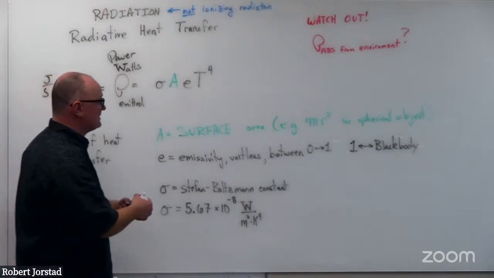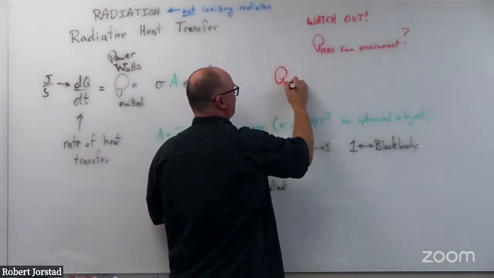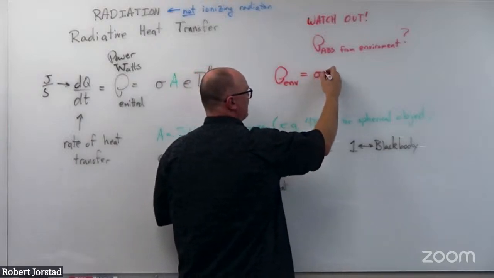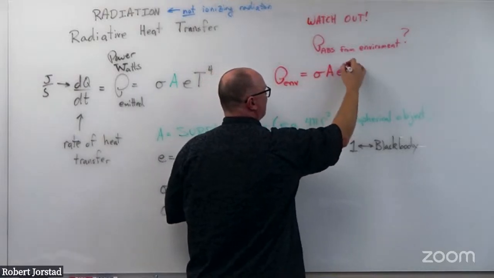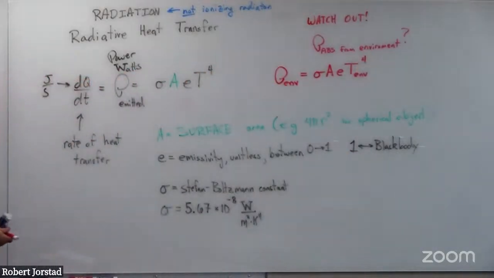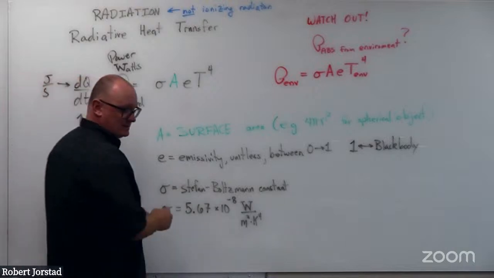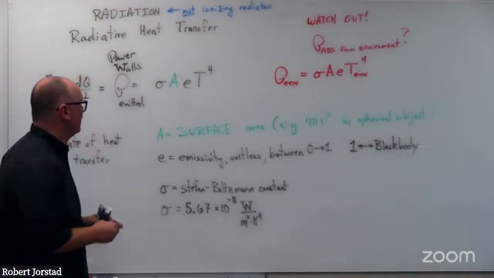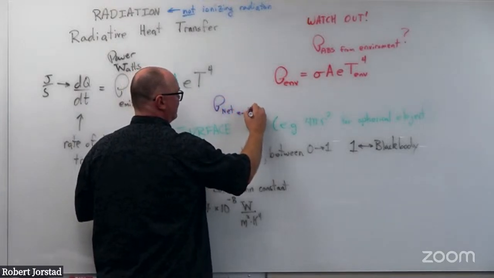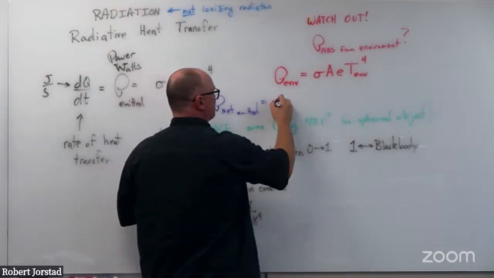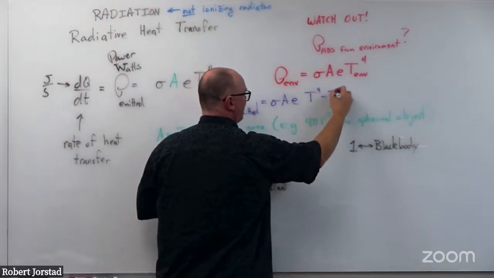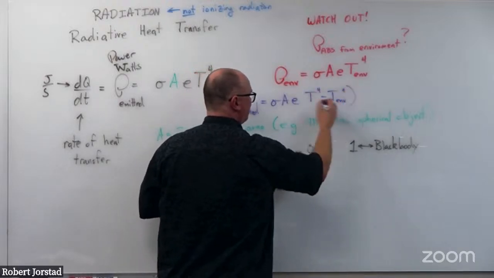In that case, we could say the power from the environment, if it's being radiatively absorbed, would be sigma A E T of the environment to the 4th. And now when you combine these, the net power emitted would equal sigma A E, your temperature to the 4th, minus the environment's temperature to the 4th.